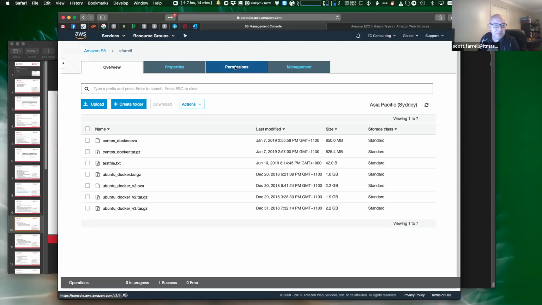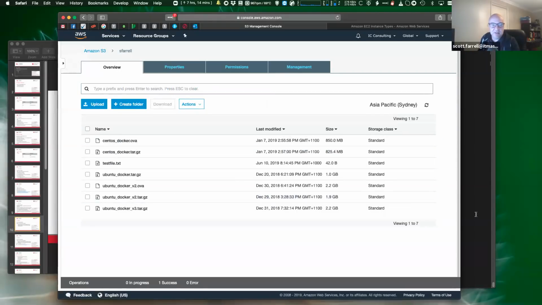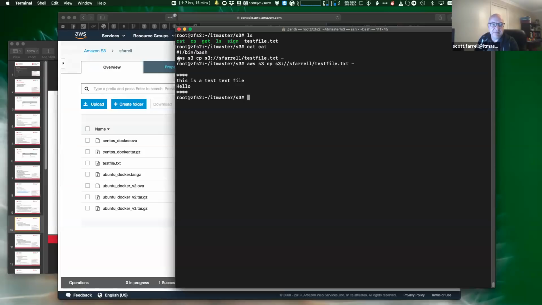Now the permissions I've got on this is block all public access. So all these files nobody can get to. So I think the next part of my demo is to get the file. Oh, I'm going to cat the file first. So aws s3 cp. There's the whole S3 URL for the file, that's the bucket name and the file name. And I'm going to copy it to standard out, which is just like the same thing as catting a file. So you can have a look at it. And you could pass that through, say, to md5sum if you wanted to work out the MD5 sum of the file.